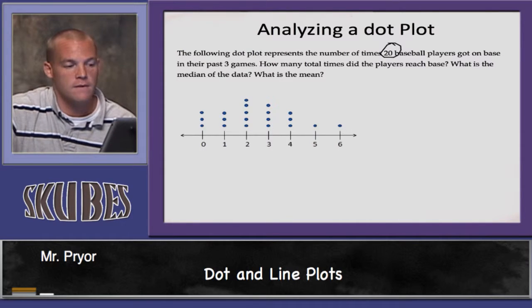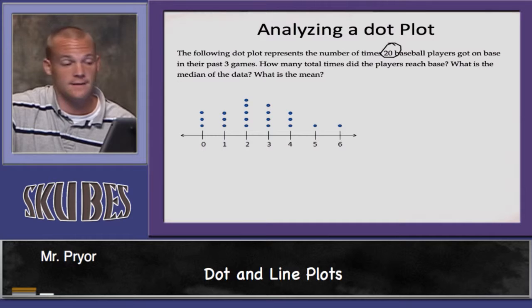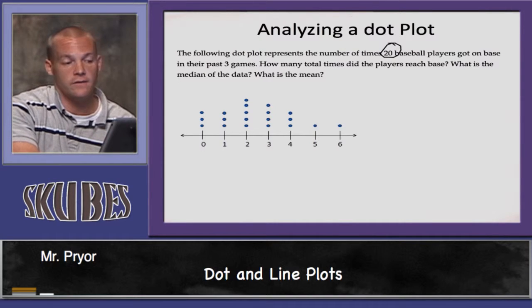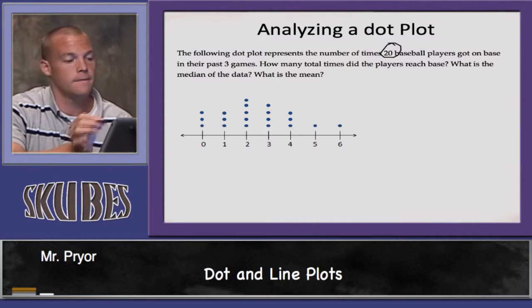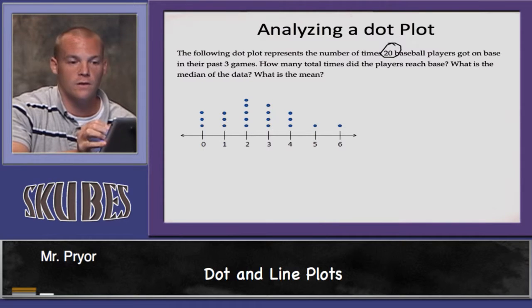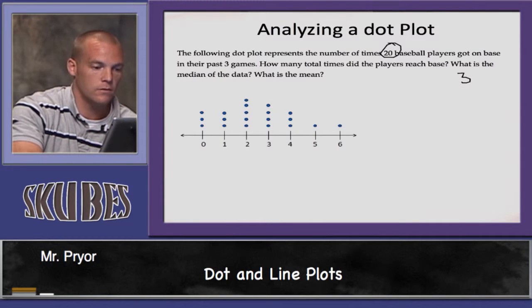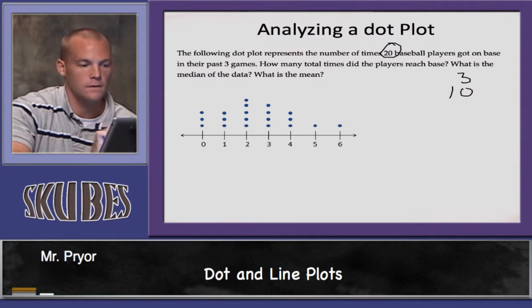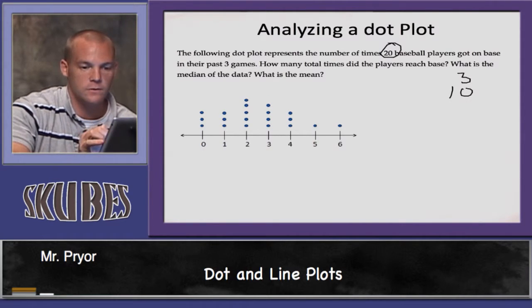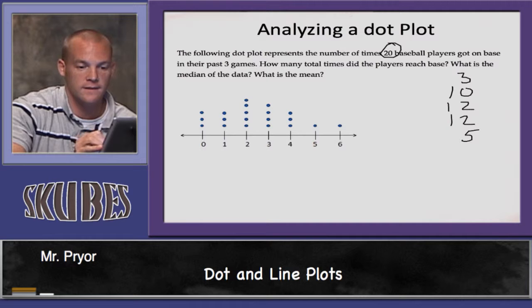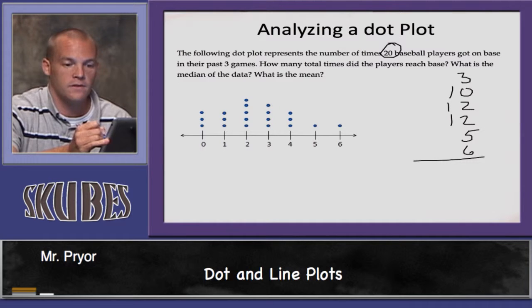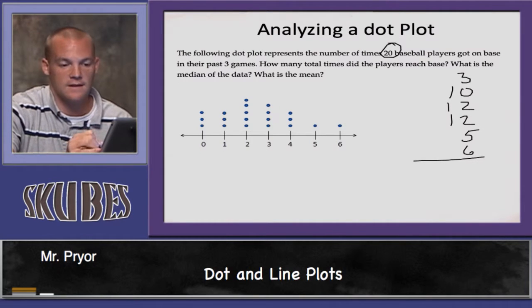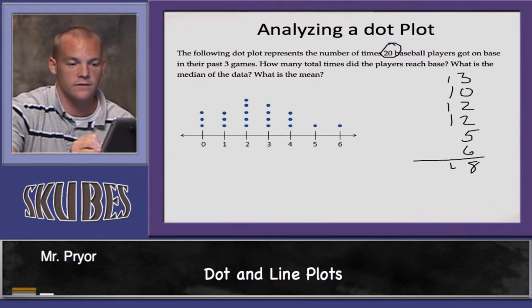Okay, well, we're going to actually go and find the mean by determining the total number of bases. So in this case, we have 3 players who got 0. So we could list out the zeros if we need to, but we're not going to do that. Then we have 3 on 1. So that's 3 times 1, which is 3. We have 1, 2, 3, 4, 5 on 2, which is 10. We have 4 on 3, which is 12. We have 3 on 4, which is 12. 1 on 5, and 1 on 6. All right, and we're going to add those up. 3 and 10 is 13, plus 12 is 25, plus 12 is 37, plus 5 is 42, plus 6 is 48.